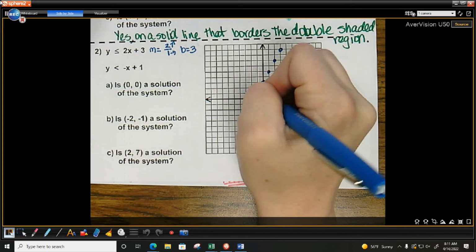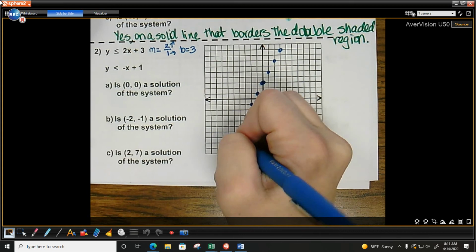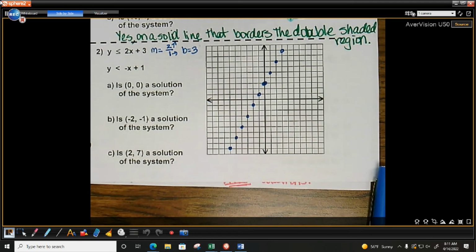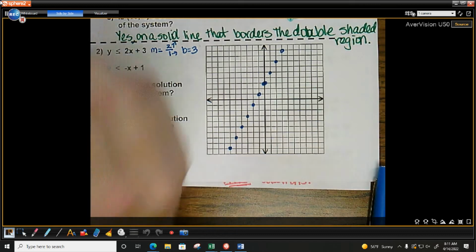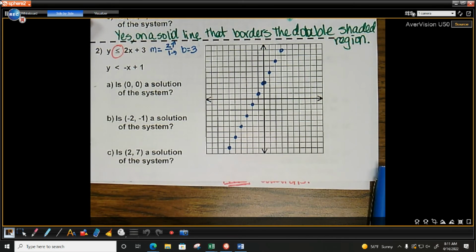Remember, biggest thing, do not automatically draw your line when we're doing our inequalities. We need to know if it's solid or dashed. So, looking at the inequality sign, do you see the solid line under it? Yes, so it's going to be solid. Draw your solid line.